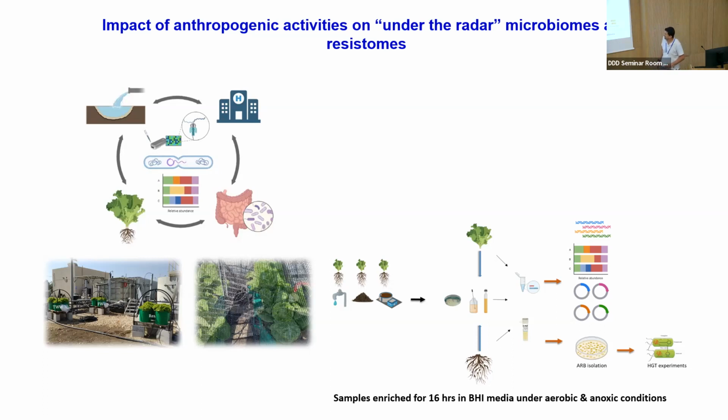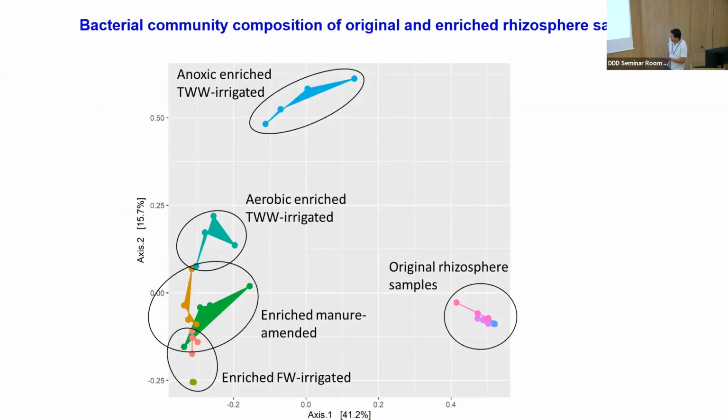But I'll maybe jump forward a little bit. So again, I forgot to mention, sorry, that we're looking at rhizosphere and phyllosphere now. So roots and leaves as opposed to soil, what we saw before. When we look at the original rhizosphere samples of the freshwater, treated wastewater irrigated, and the manure amended, we see that they all cluster together.